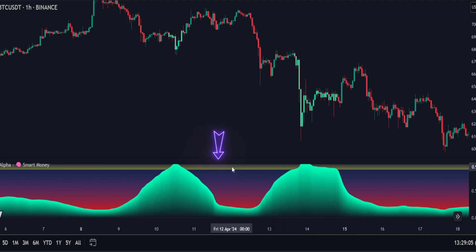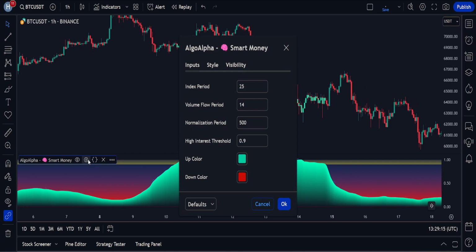Furthermore, we also have a yellow zone here, which is the high interest threshold. When the histogram is in this level, it shows a significant interest from the smart money. If we open the settings of this indicator from here, in the Inputs tab, the high interest threshold value is set at 0.9 by default. For volatile markets like Forex and crypto, this is a good level, but for some less volatile markets like stock market or indices, you may need to decrease this level.